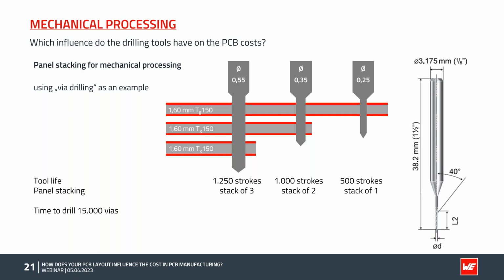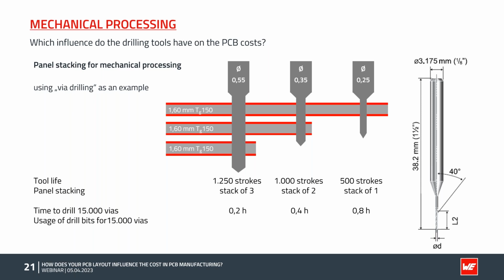If you imagine you want to drill 15,000 wires, this would take us in manufacturing with a 0.5 millimeter drill bit only 0.2 hours. If you go down to 0.35 millimeter, it's already doubled because we do not have that many strokes and we only have a stack of 2. And if we have to only use 1 production panel and we only have 500 strokes, it would mean for the same amount of drills, we times 4 the time to drill all these 15,000 wires.